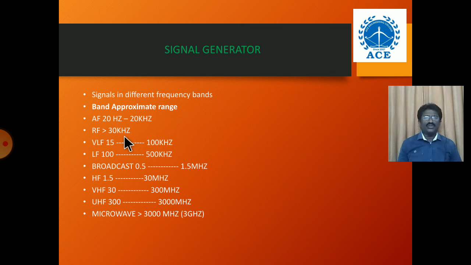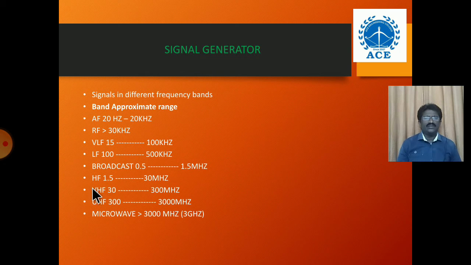The approximate range for audio frequency is 20 Hz to 20 kHz. Radio frequency is greater than 30 kHz. Very low frequency is 15 to 100 kHz, low frequency 100 to 500 kHz, broadcast 0.5 to 1.5 MHz, high frequency 1.5 to 30 MHz, very high frequency 30 to 300 MHz, ultra high frequencies 300 to 3000 MHz, and microwave range is greater than 3 GHz. So these are the signals in different frequency bands.